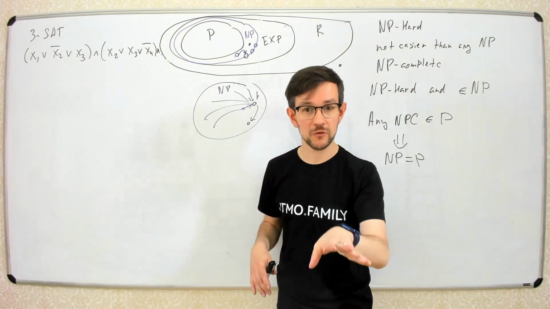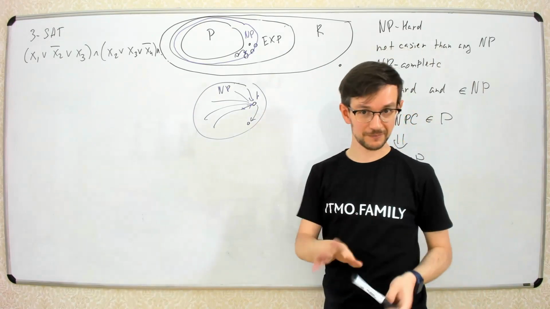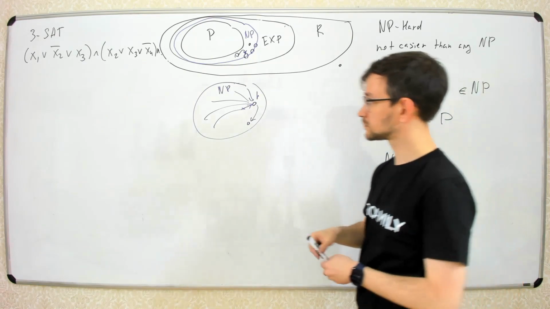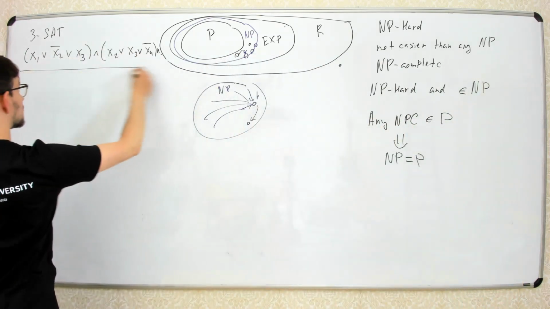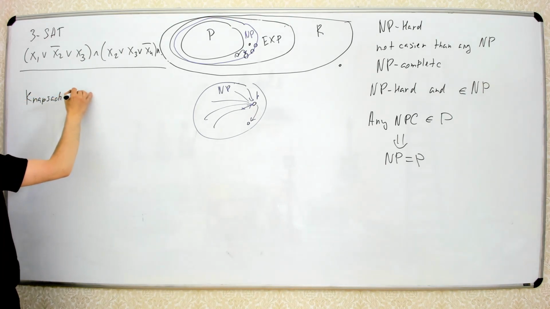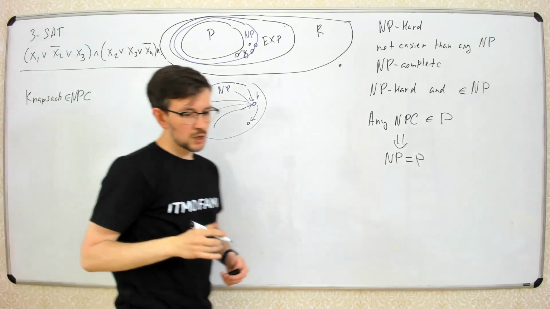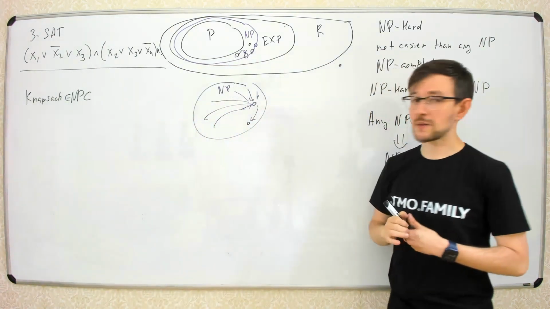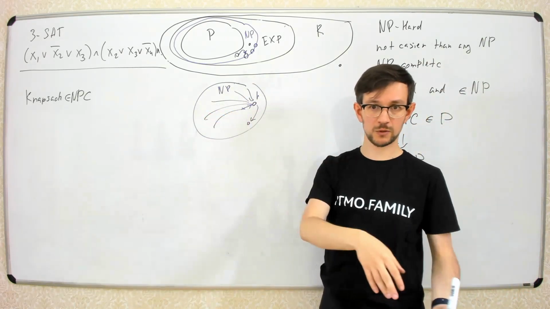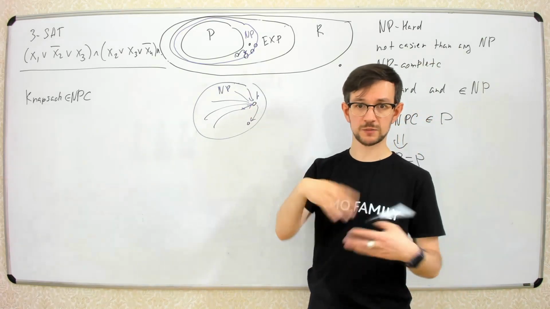Now let's go to something we can prove. What we can prove? We can prove that some problems are NP-complete. For example, let's prove that knapsack problem is NP-complete. How to prove that knapsack problem is NP-complete? We will reduce 3-SAT problem to knapsack problem. And since 3-SAT is NP-complete, then knapsack is NP-complete.